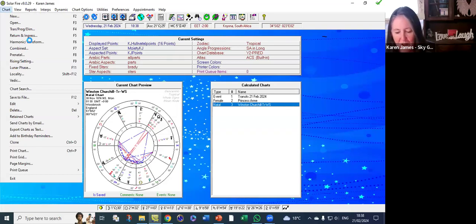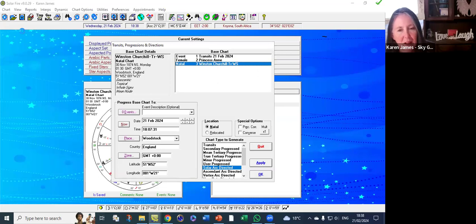And I've put a quadri wheel in your notes for you, but it's quite a small picture, so we'll do it up on the screen. So all you do is you go to chart. So you've got your chart that you're working on, your client. You go to transit, progression, and direction. And the first thing you're going to do is a transit chart.